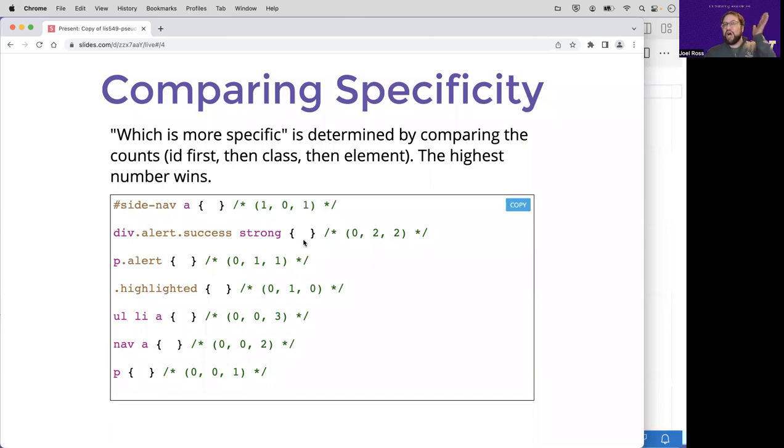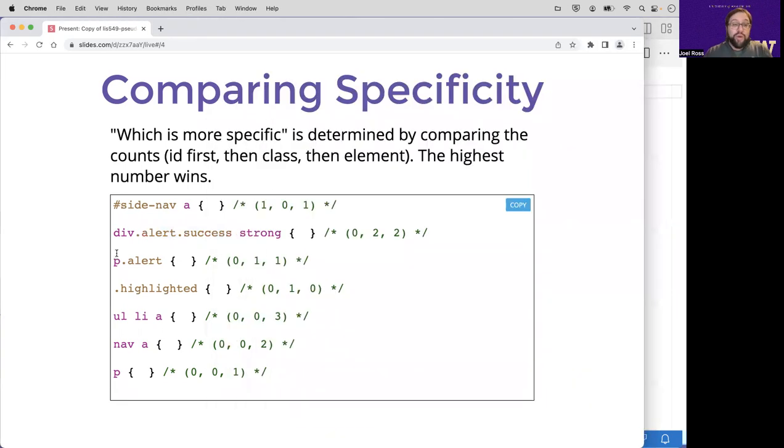Now, we don't actually write them as 101 or 22, because having 10 classes doesn't carry over to the IDs place, right? So it's not actually 10 and 1, it's not actually 100, it's really 3 different numbers. So you can have a specificity that might be 0, 12, 3. That rule is horrifying, you probably never do that, but that's how we can do that.